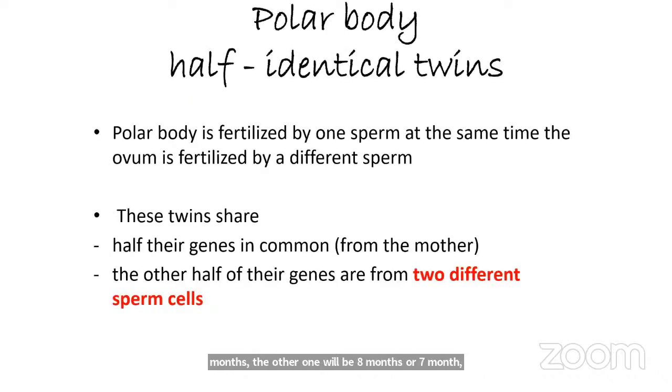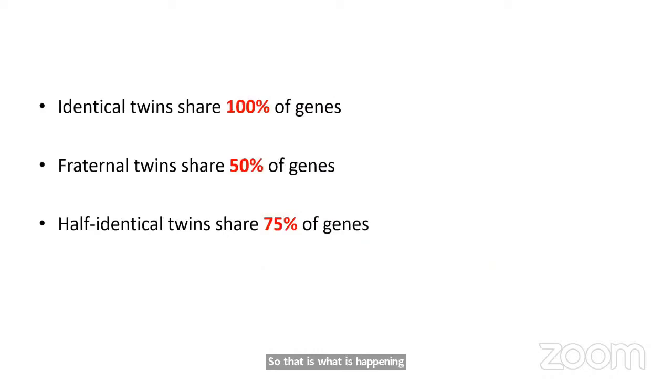Then a polar body sometimes will get fertilized, and that is how you get half identical twins, because half their genes are common from the mother, isn't it? Polar body means it is actually a part of the oocyte. So the twins will be having their genes from the mother common, but the other half will be different because two different sperms will be fertilizing. So that is what is happening when a polar body is fertilized. So identical twins, you have 100% of genes shared. Fraternal twins, you have 50%. Half identical twins share 75% of genes.